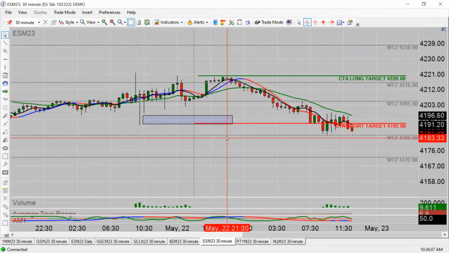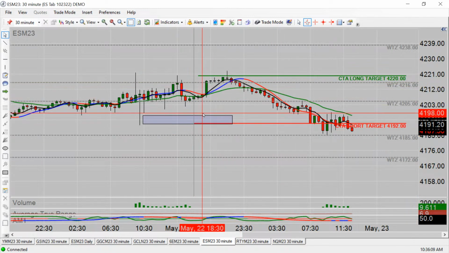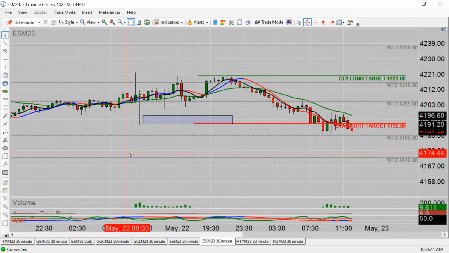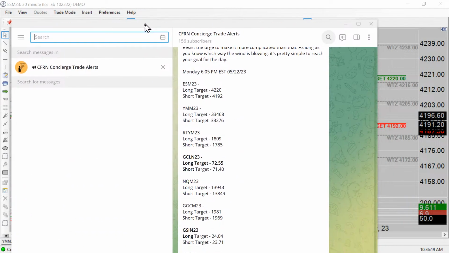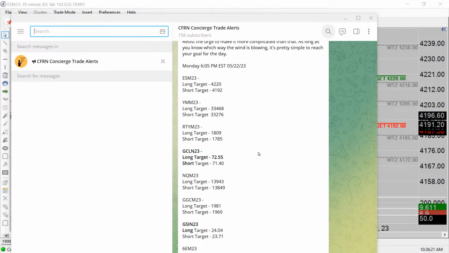So the vertical line on the screen separates today, Tuesday, from yesterday, Monday. Now, earlier, I had said, anybody that's not a member or free trial member, you did not get this information last night at 6:05 p.m. Eastern.